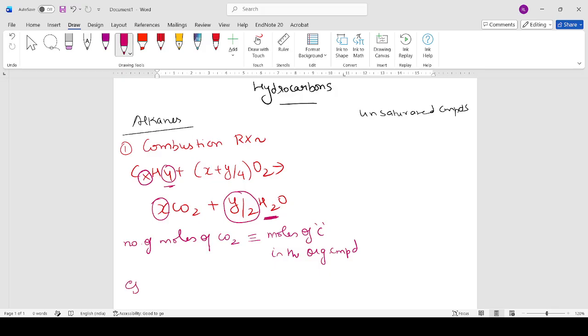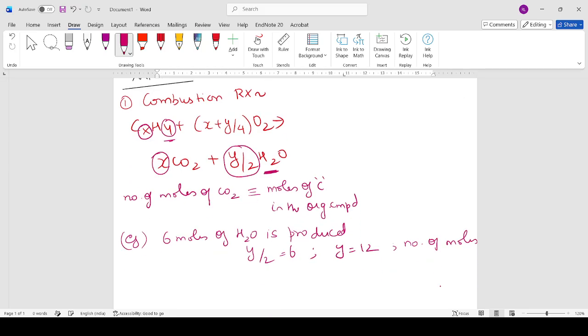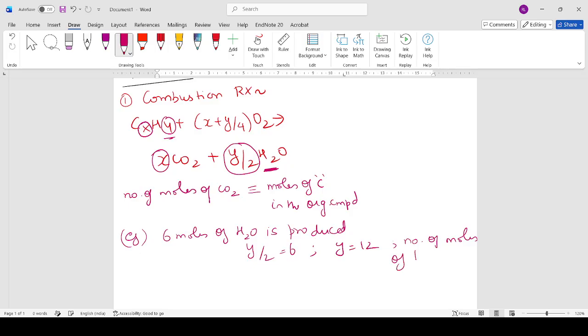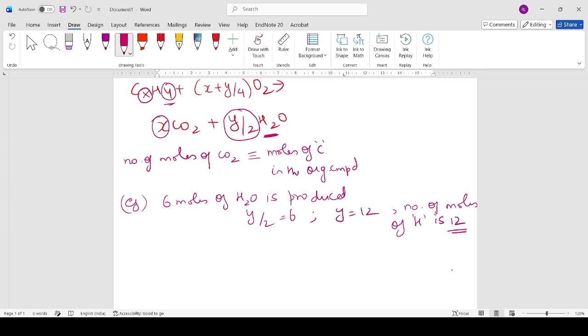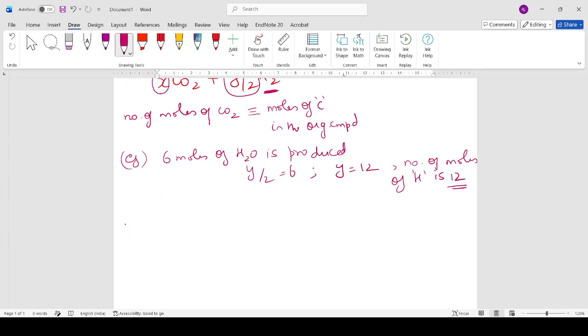So for example, if I say 6 moles of water are being produced, what do you understand here? That means y/2 value is 6. Then what is the value of y here? 12. Then that means the number of moles of hydrogen is 12. This is from the combustion patterns of these hydrocarbons, alkanes.